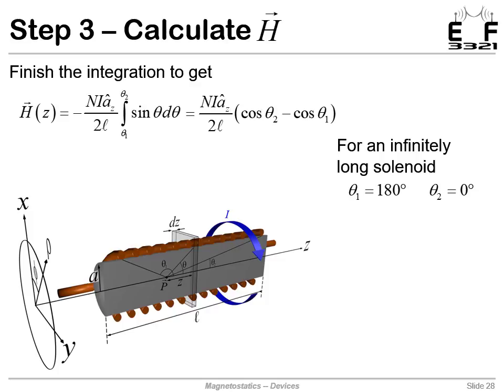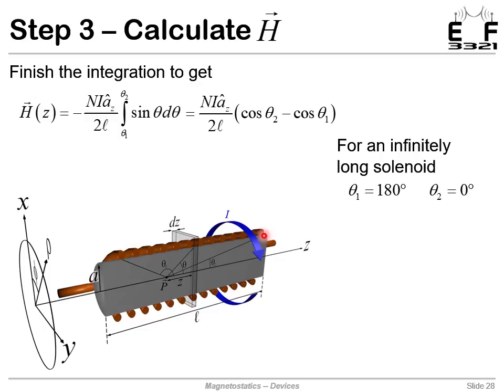Now what we'd like to do, rather than have these cosine thetas, let's assume the magnetic field inside the solenoid is the magnetic field of an infinite solenoid. So what is theta 1 and theta 2 for an infinite solenoid? Well, if it's an infinite solenoid, this part of the solenoid would go out to negative infinity, and in fact, theta 1 would come all the way to the z-axis and be 180 degrees. So theta 1 is 180 degrees for an infinite solenoid.